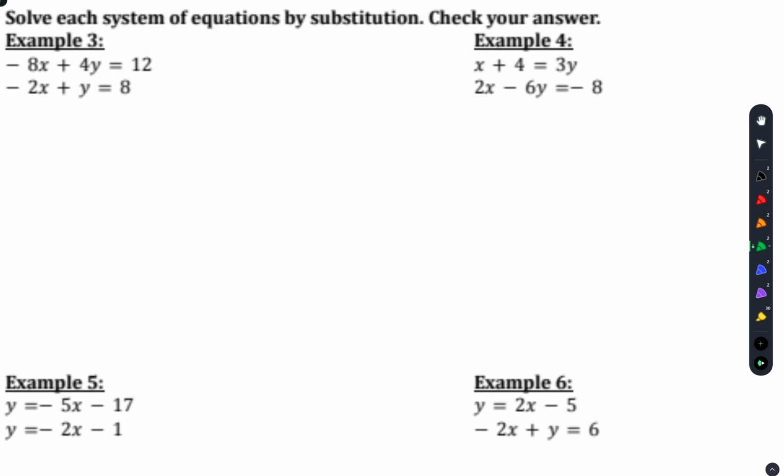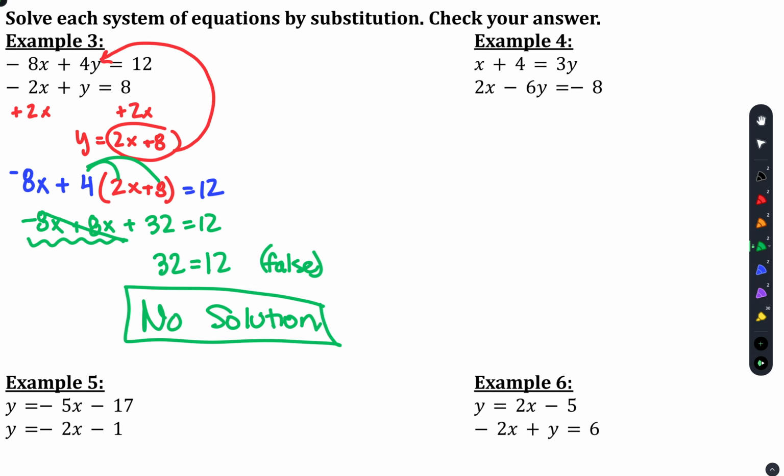All right, let's try example 4. Same thing. What's going to be the easiest variable for me to isolate here? X. X is already by itself. I just got to move that 4 to the other side. So let's subtract 4 from both sides to get x equals 3y minus 4. I'm going to take 3y minus 4. I'm going to plug it in over there for x.